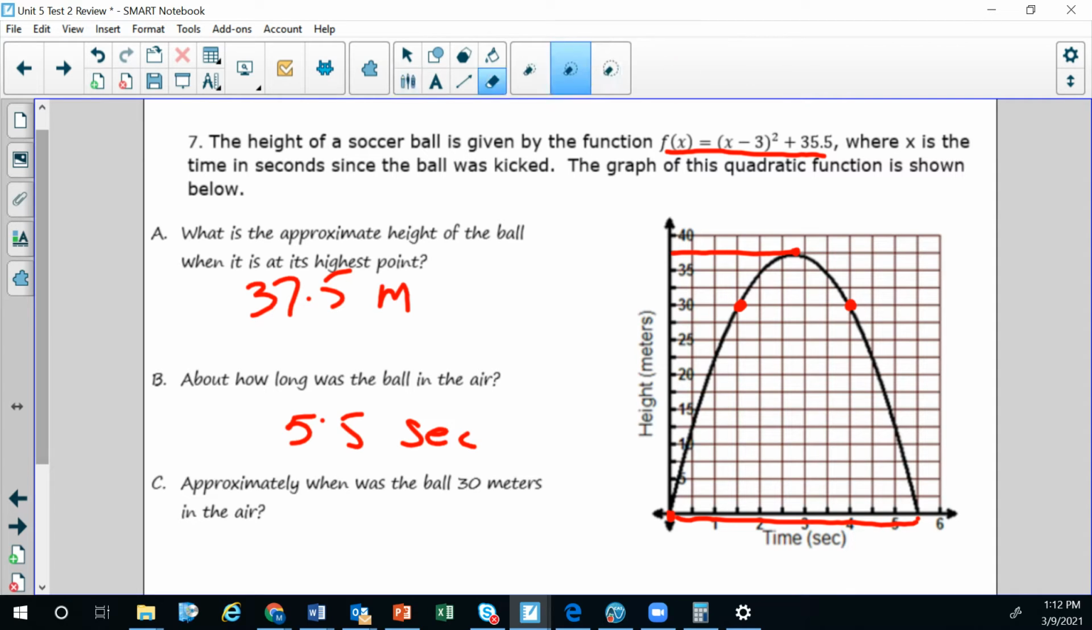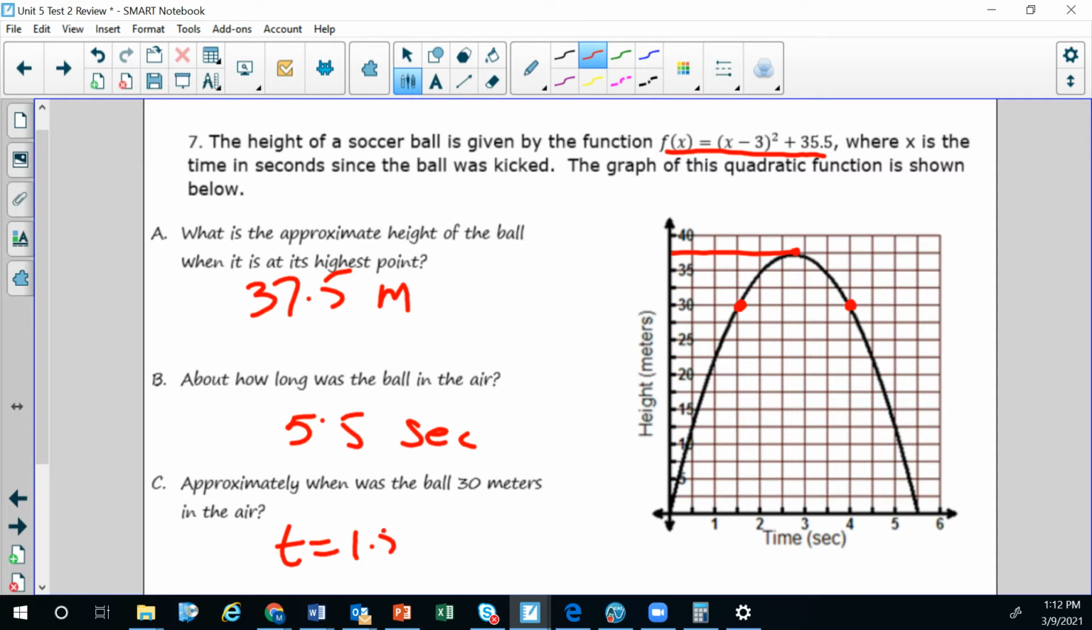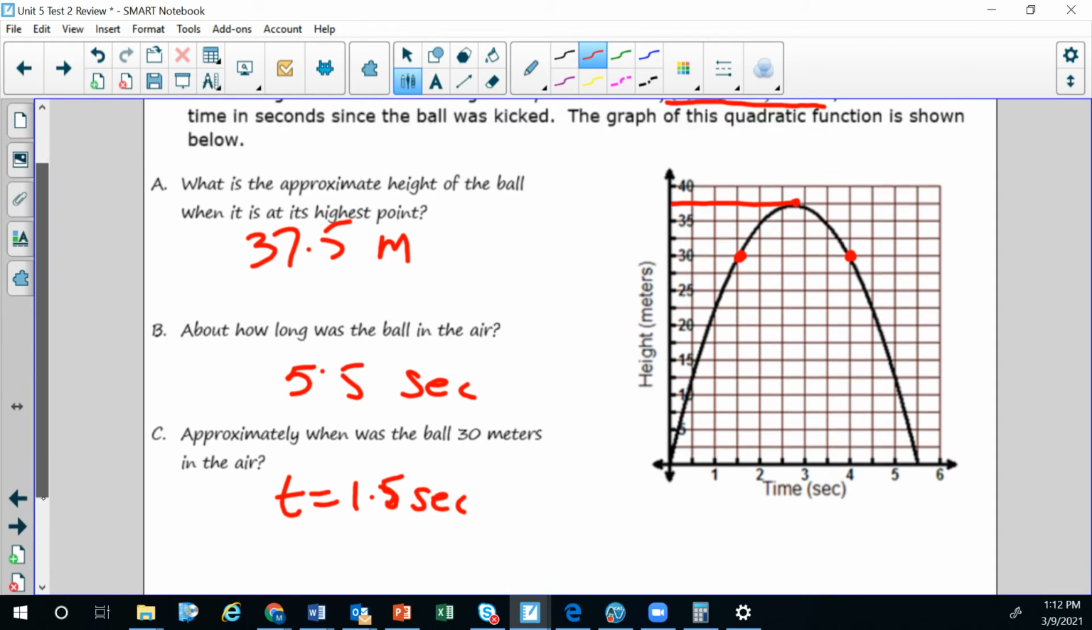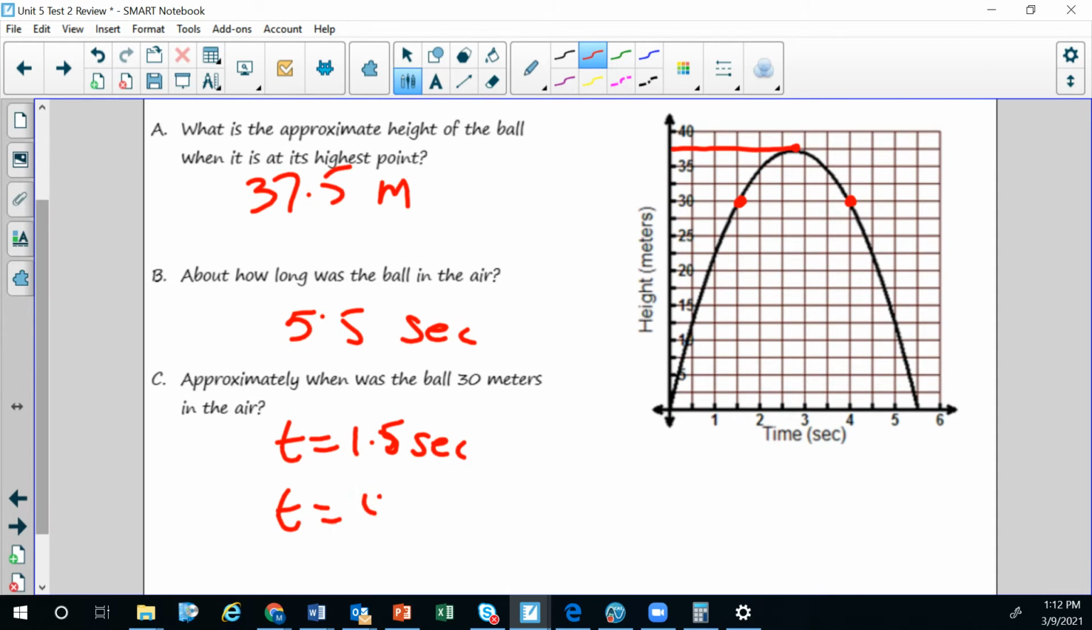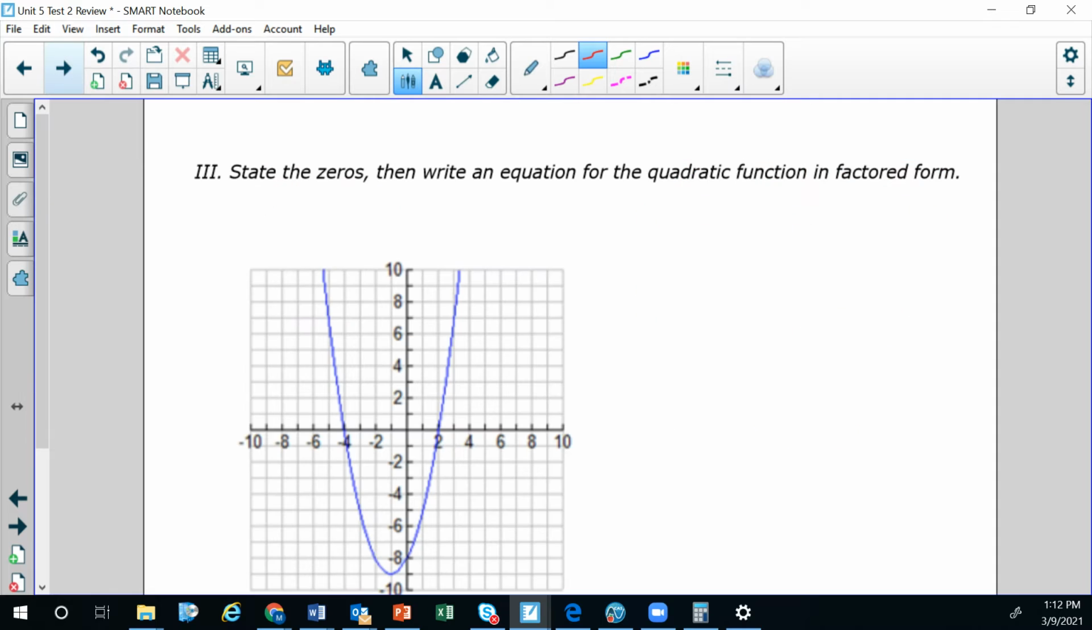Let me erase this so I can see clearly. So t equals 1.5 seconds. And the other one was when t is equal to 4 seconds. t equals 4 seconds. Those are the two times. All right. Okay, let's move on to the next one.